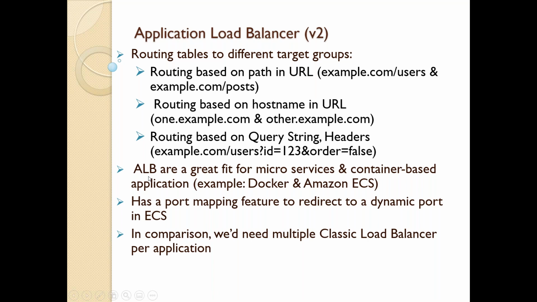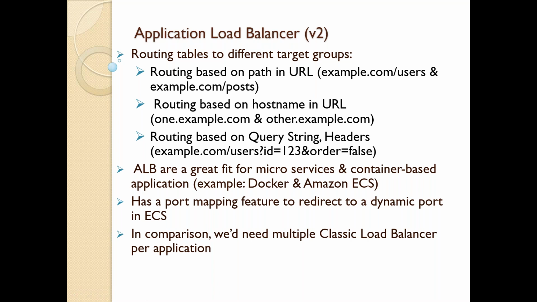ALBs are a great fit for microservices and container-based applications. We just saw that, like Docker, or Amazon has its own container service called Elastic Container Service. Okay, so you will learn this if you are into more developer and other programs, right? It has a port mapping feature to direct to a dynamic port in ECS. So what happens in Elastic Container Service? Every time you create a task, there will be a dynamic port created. So we don't know the port, right? Every time there's a dynamic port, what will happen?